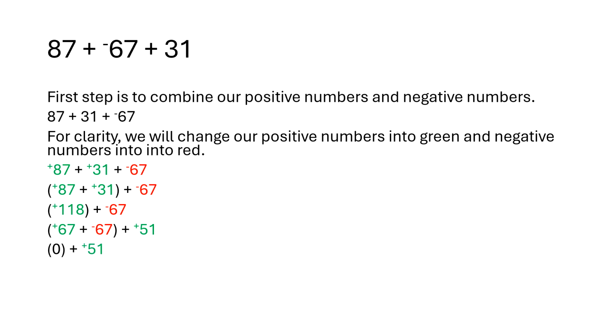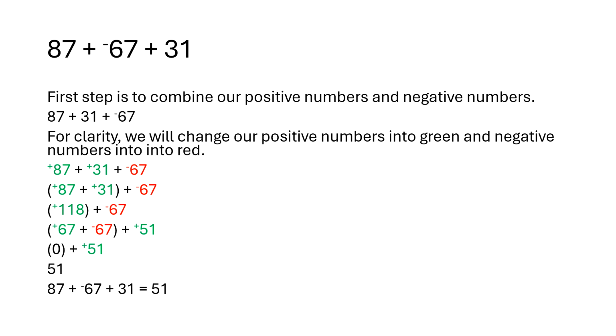And so when we combine the positives and negatives, we get 0. And then plus 51 positive. That's how much we have left over. And so we get 51. And so 87 plus negative 67 plus 31 is equal to 51.